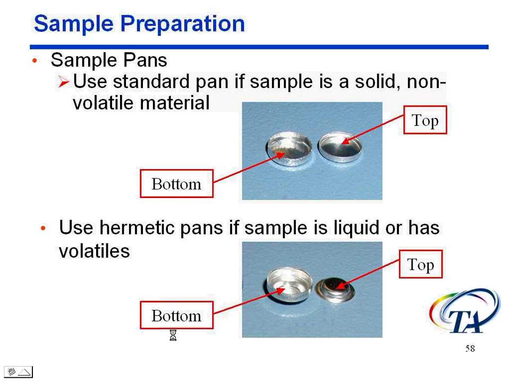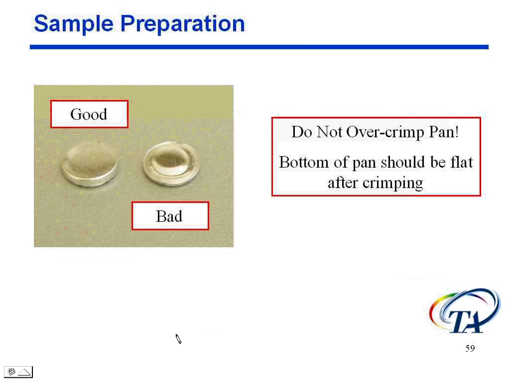Now this shows a standard pan that shows a good and a bad. Notice here we've got a nice flat bottom, where in here you can see a ring there. So that sample's been over-crimped. So when you go to crimp a standard pan, as you feel any type of resistance, you want to stop and take the pan out and look at the bottom of the pan and look at the top of the pan. And you want to just start crimping it.